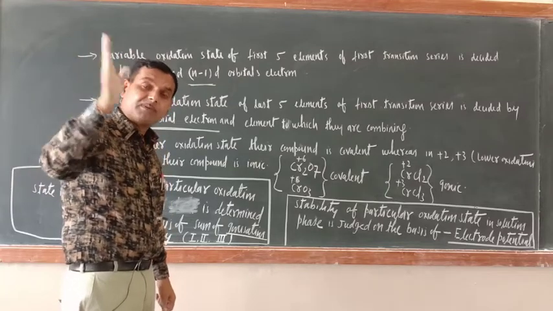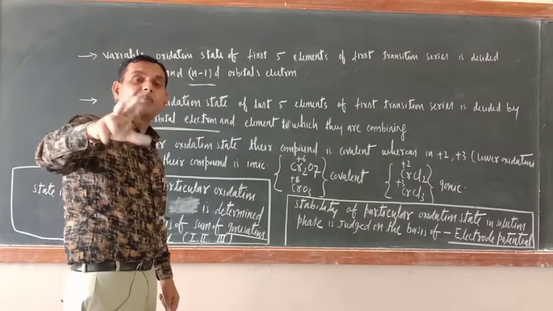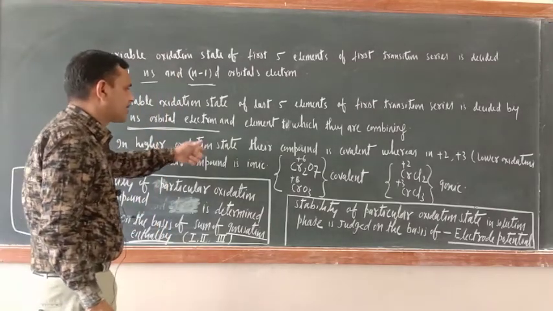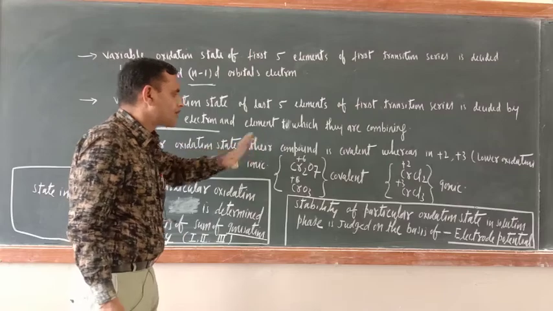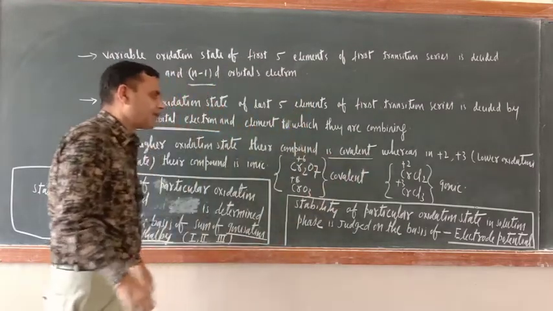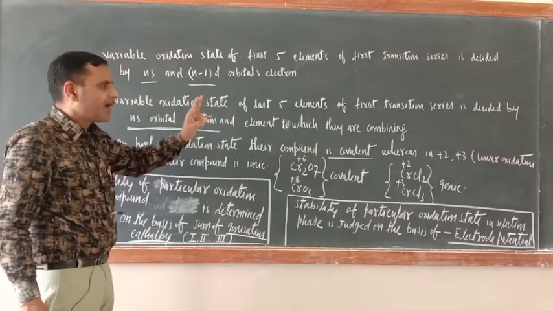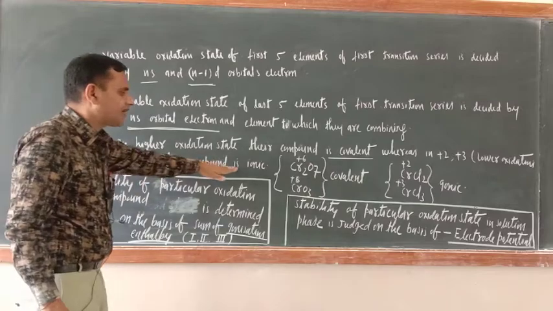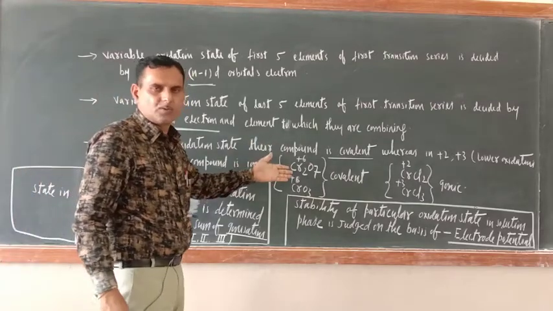While in case of the first 5, unpaired electrons are present in the d orbital. In higher oxidation state, their compounds are covalent. In the higher oxidation state of a particular compound, they will be in the covalent state, and plus 2 and plus 3, meaning lower oxidation state, they will be ionic. Now Fajan's rule will be valid.